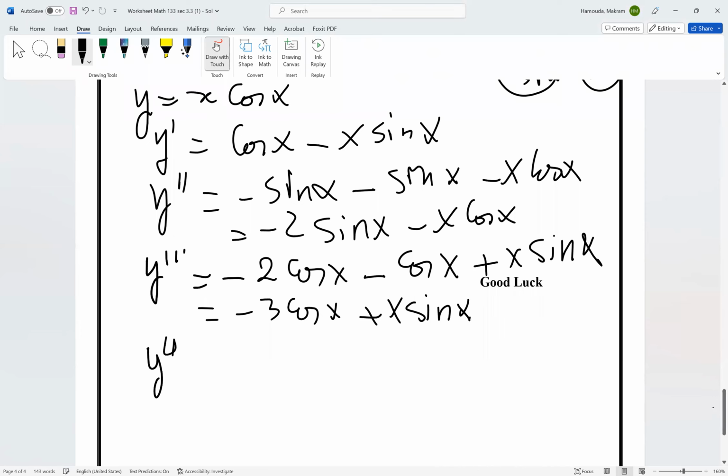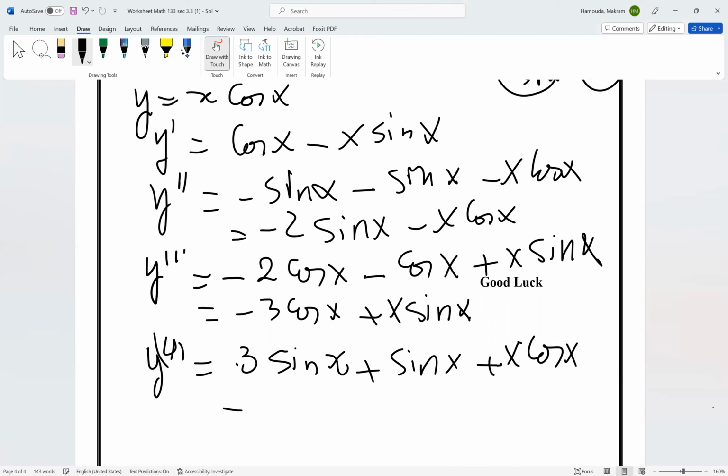So the fourth derivative of this will give 3 sine x. Now plus sine x, since the derivative of x is 1, and then plus x cosine x. And you see here that we find it is 4 sine x plus x cosine x. Here is the original function y. Okay, so I can conclude that we have a kind of pattern of fourth periodicity.